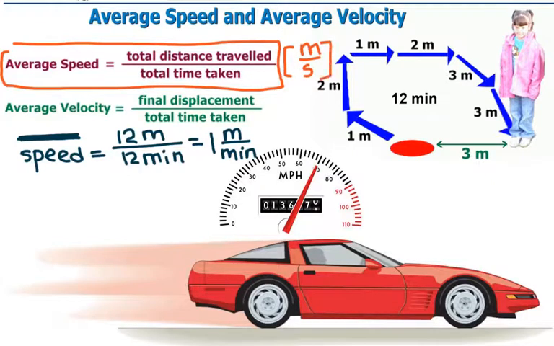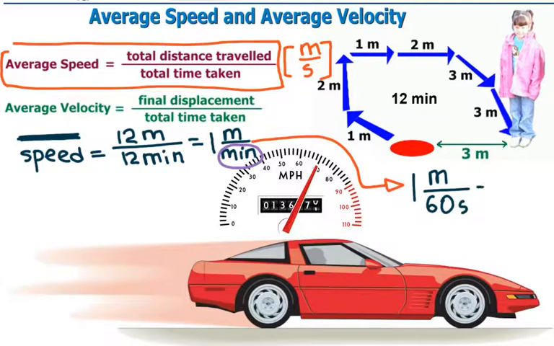So I have to make sure that I convert the number that I just found into meters per second. So instead of minutes in my denominator, I'm going to plug in seconds. So I got 1 meter per minute, but I'm going to plug in 60 seconds because that's what 1 minute is. So I get 1 over 60 meters per second. So that's how much she is moving each second. So that is her average speed, but that is not her average velocity.